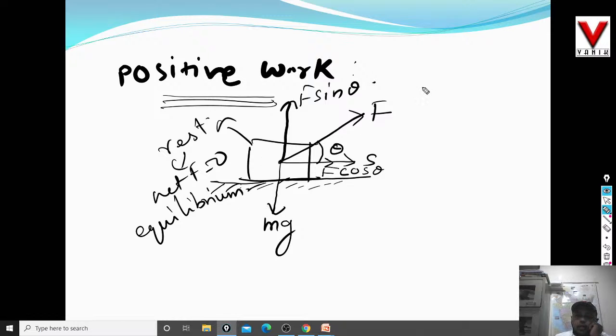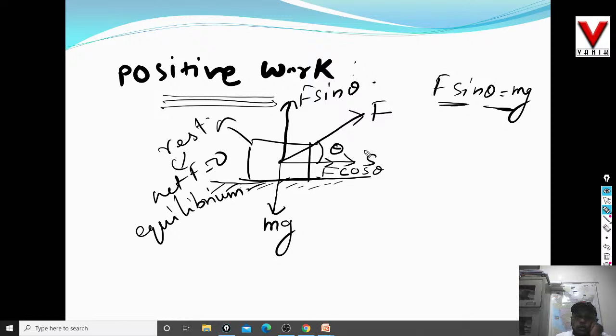That means what can I say here? F sin theta is equal to mg. If F sin theta is not equal to mg, what will happen? The body will either move in upward direction or in downward direction. But the body is neither moving upward nor downward. The body is resting on the surface, so F sin theta is equal to mg. But the body is definitely getting displaced in horizontal direction. That means the body is under rectilinear motion.